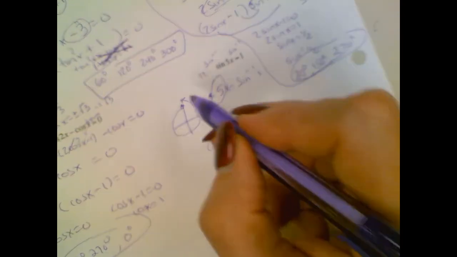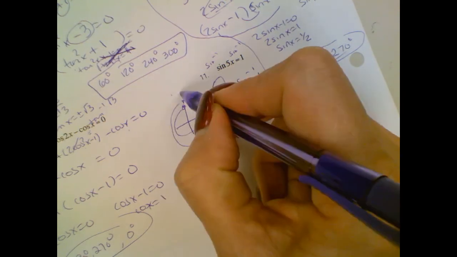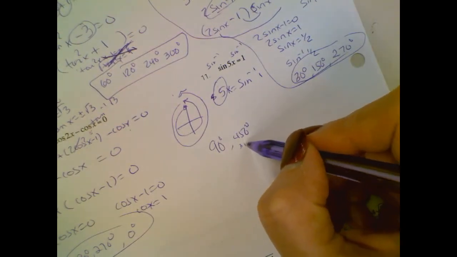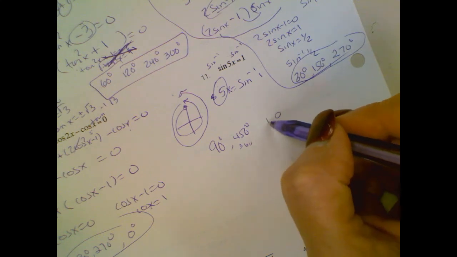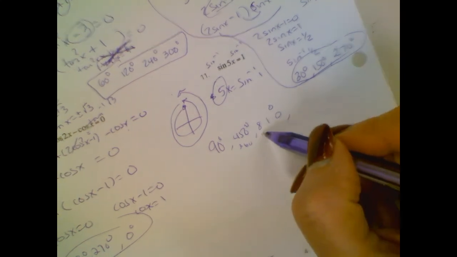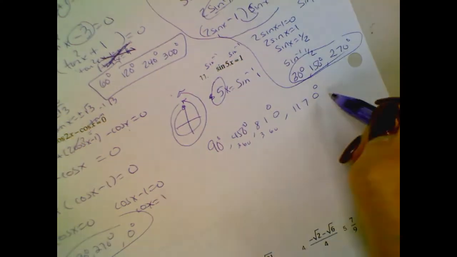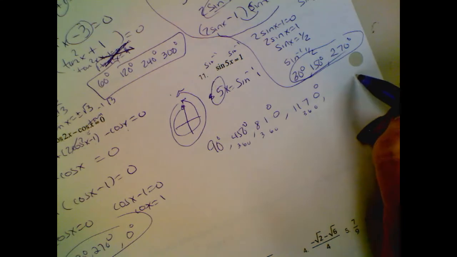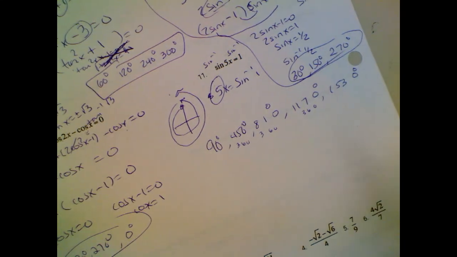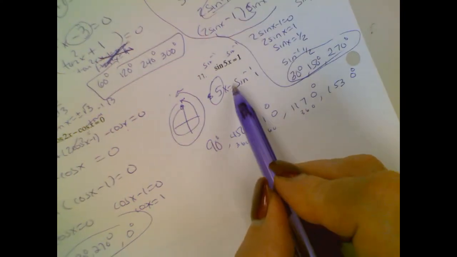5 coterminals. So the next one would be 450. Because we're adding 360 each time. Add 360 again. 810. And then add 360 to this. Get 1170. And then add 360 again. And I think it's 1530. I'm doing this in my head, so you guys should be checking me on the calculator. So those are 5 angles, okay, because of the 5.